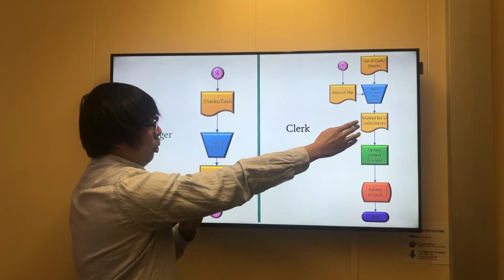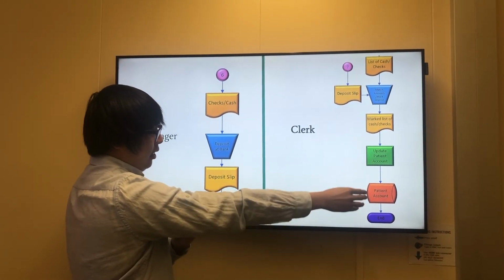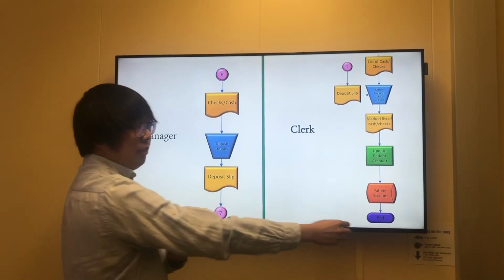The clerk then takes the marked list of checks and cash and then updates the patient account. The patient account is then updated to the database, and that's the end of the diagram.